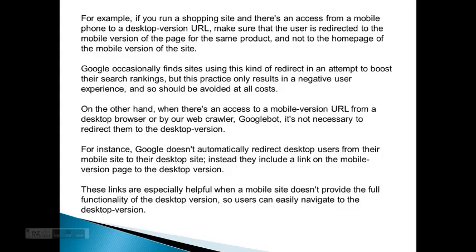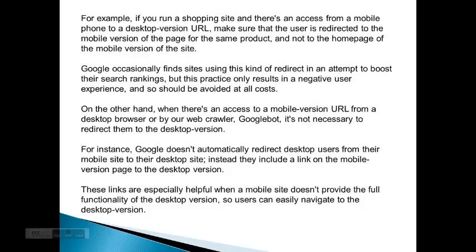For example, if you run a shopping site and there's an access from a mobile phone to a desktop version URL, make sure that the user is redirected to the mobile version of the page for the same product, and not to the home page of the mobile version of the site. Google occasionally finds sites using this kind of redirect in an attempt to boost their search rankings, but this practice only results in a negative user experience and so should be avoided at all costs.